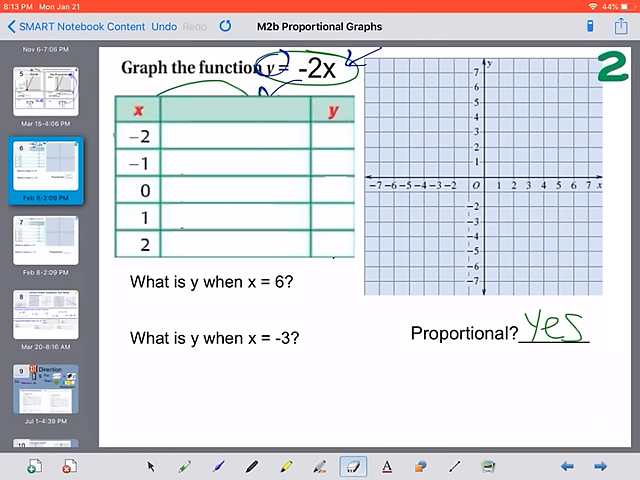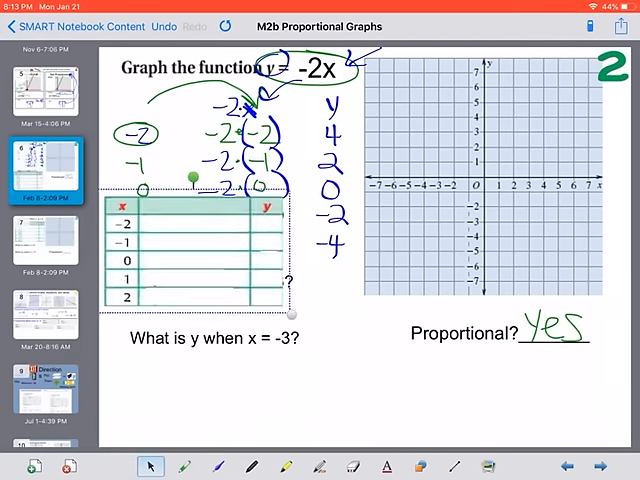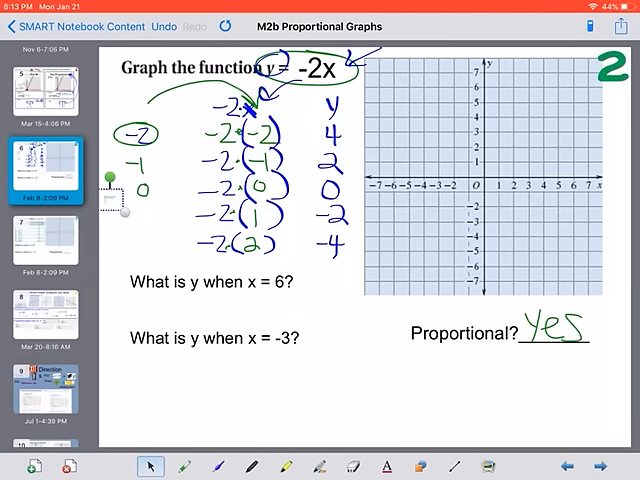Alright, so let's plot these points. Uh-oh, what did I do? Oops, I lost my... Oh, they disappeared behind here. Sorry, guys. I'm just going to minimize this for now.